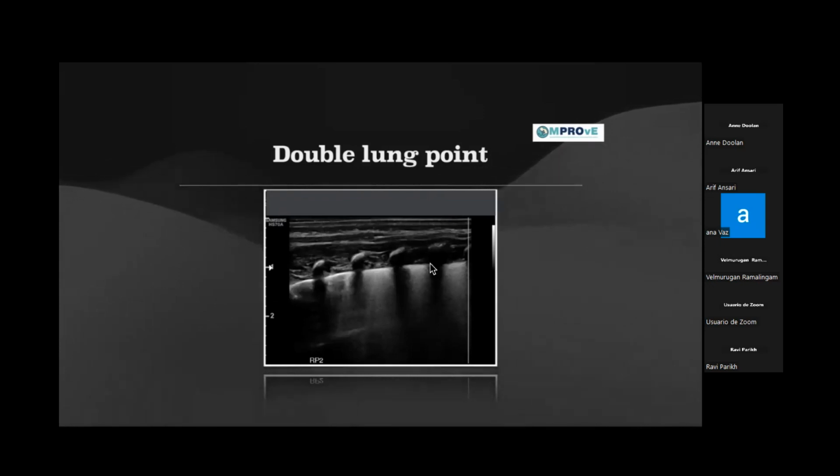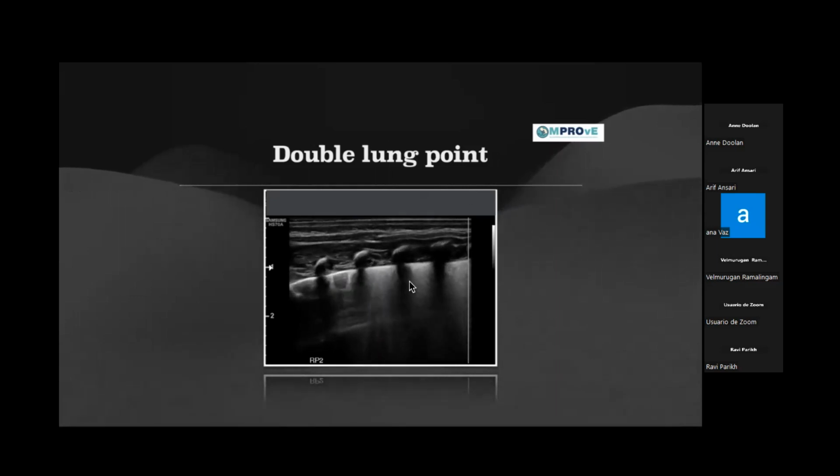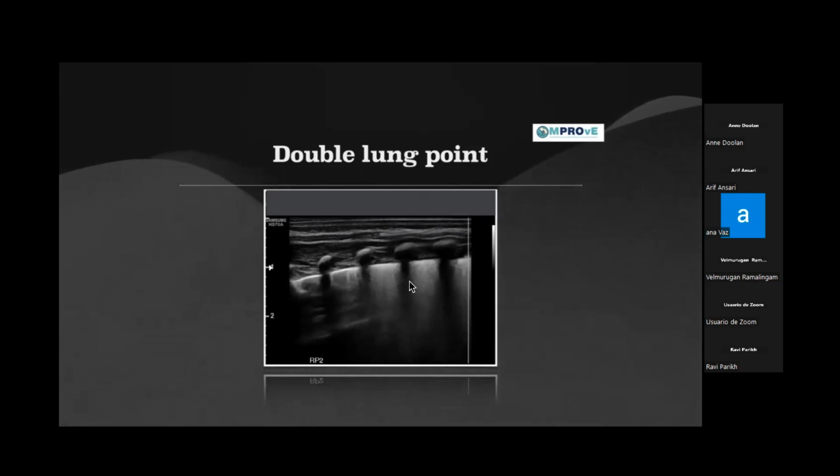So we have talked a lot about pneumothorax. We don't want to miss that. We have seen normal lung, and going to that territory of TTN and RDS comes this double lung point. So what is a double lung point? Of course, in one segment, you cannot have two lungs. It's just one lung. But double lung point basically means you are seeing two kinds of profile in one zone of the lung, not one segment, one zone of the lung.